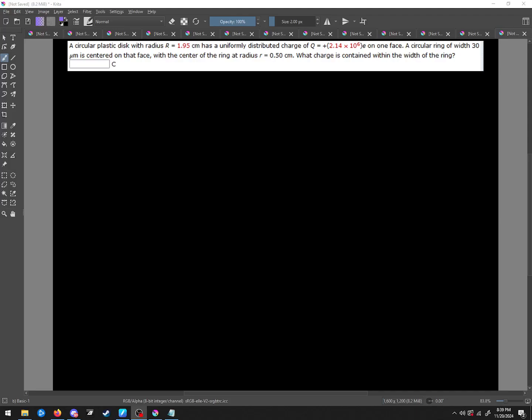Okay, a circular disc with radius, let's write this down, r equals 0.0195 meters. And we are given also q, looks like this one's going to be, oh boy, 2.14 times 10 to the 6th e on one face, circular ring with a width.